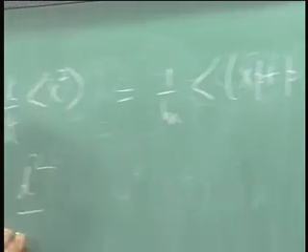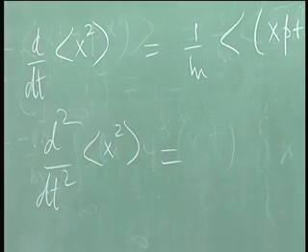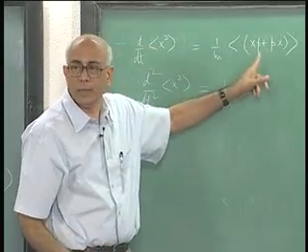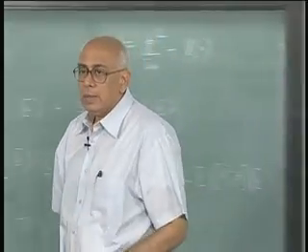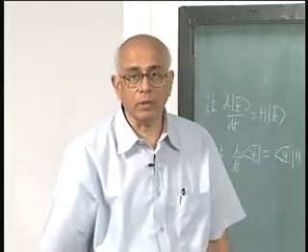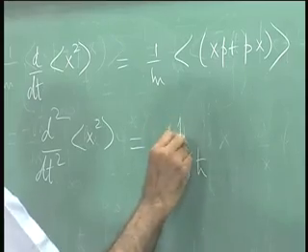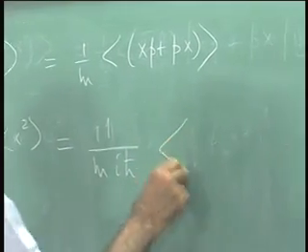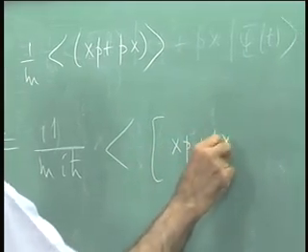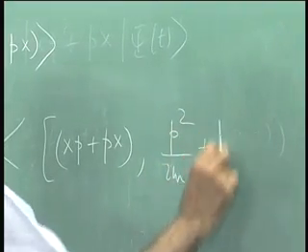So d2 over dt2 of x squared, the second derivative of this, is 1 over m, and now let us work in the Heisenberg picture. So I do d over dt of this guy here, but d over dt of any operator is the commutator of this operator with the Hamiltonian divided by i h cross. That is the Heisenberg equation of motion. So let us write this as 1 over m i h cross times the expectation value of the commutator of xp plus px with the Hamiltonian, which is p squared over 2m plus V of x.